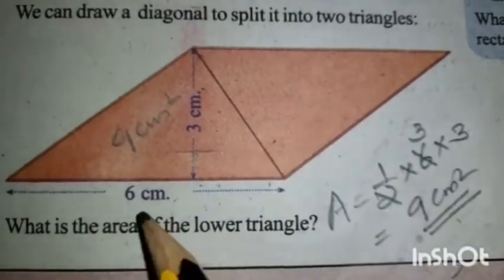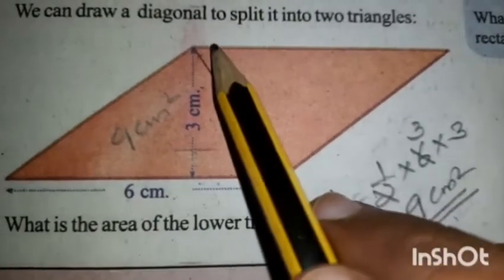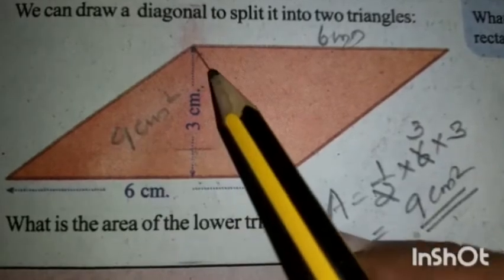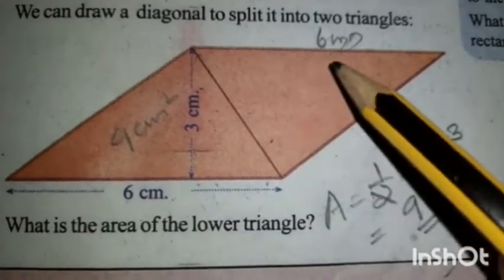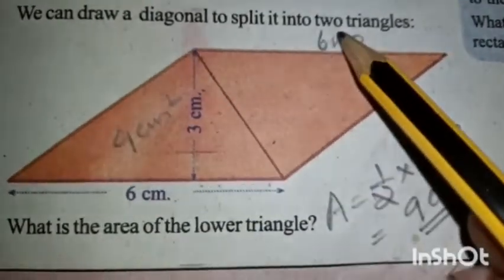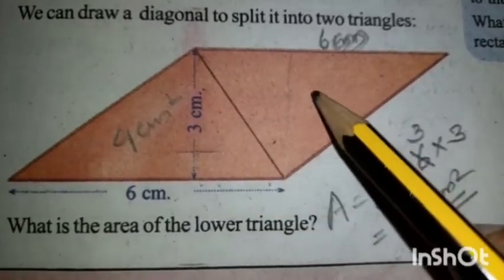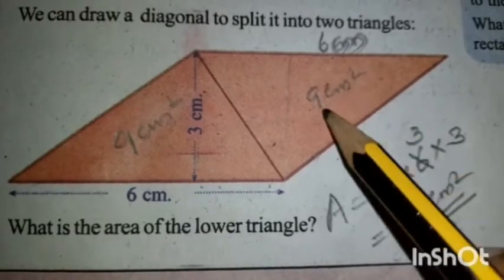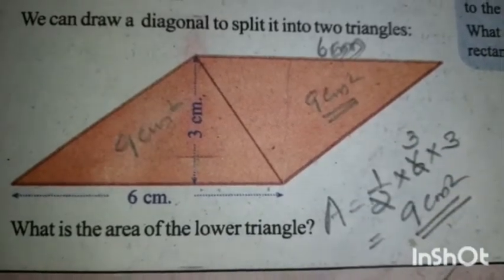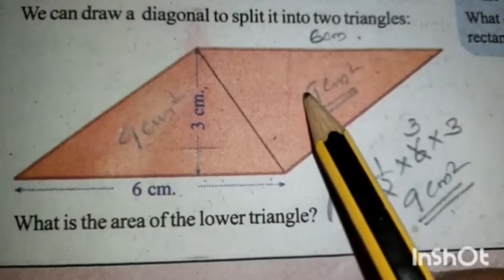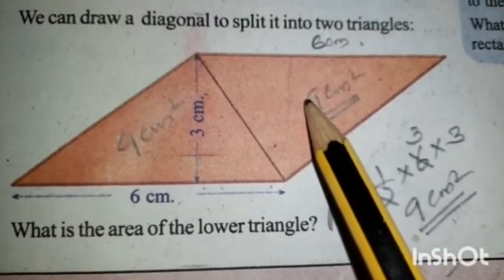And what about here? If this is 6 centimeter, this is also 6 centimeter, that is a parallelogram. And we can find out the area of this also. 6 centimeter length and height 3 centimeter. So again you are getting a 9 centimeter area. So if you add this 9 plus 9, it is 18. So you are getting the same area of the parallelogram.